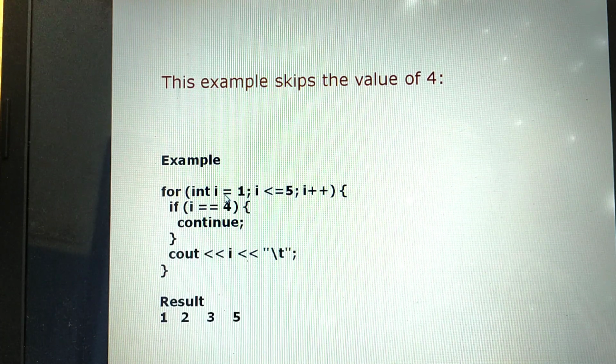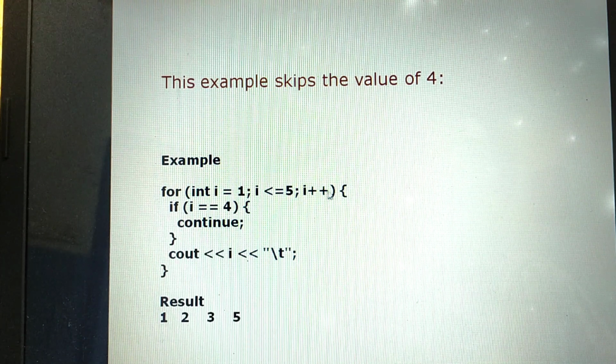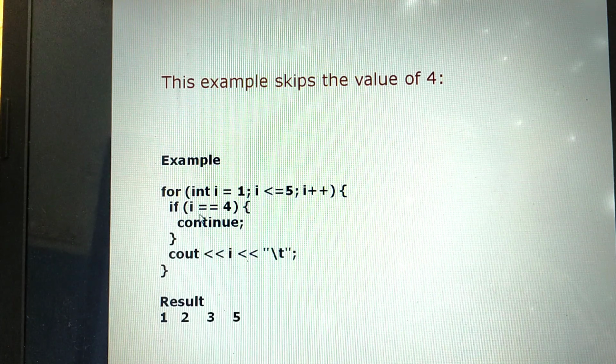The looping statement starts with initial value 1, final value n, plus increment. Then here we have given one condition: when the value of i becomes 4, we have given the jump statement continue. Let us see how it works.